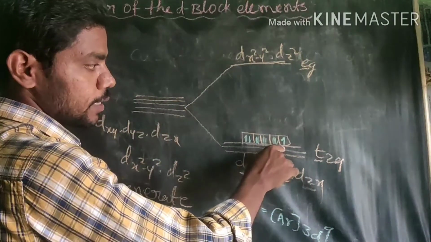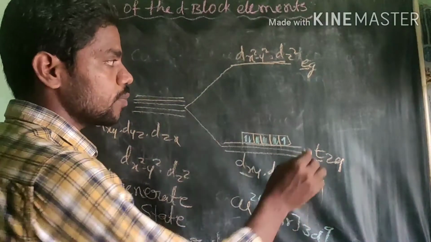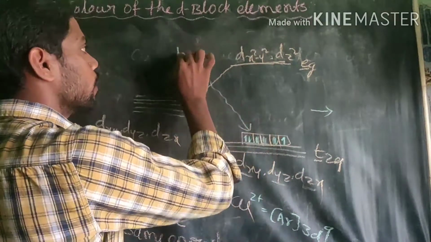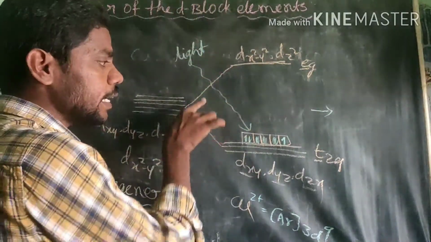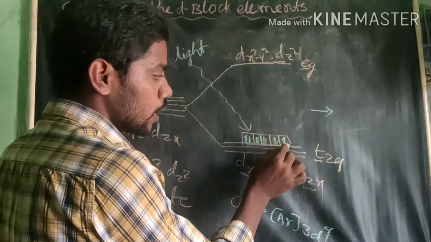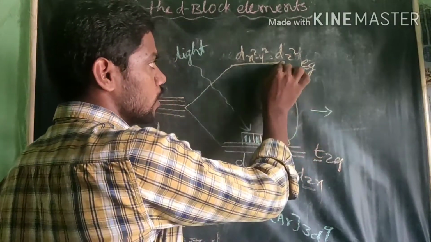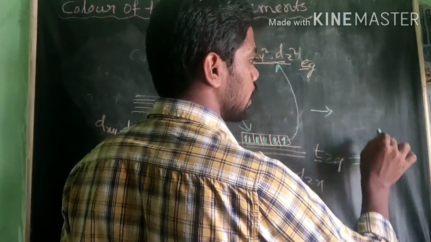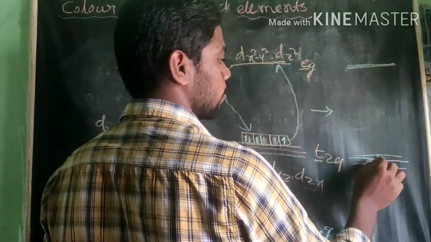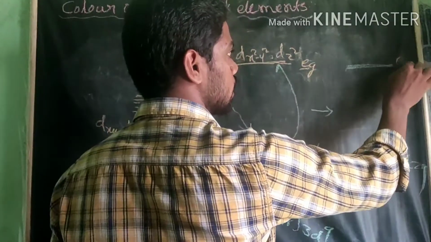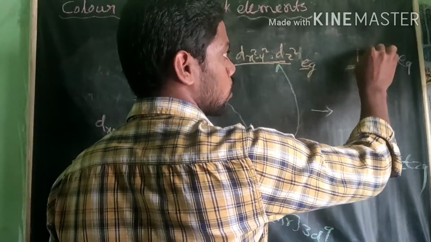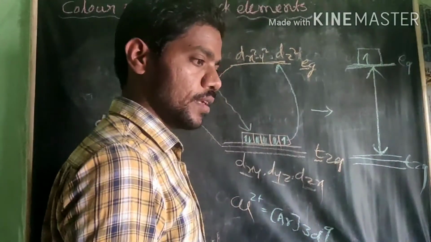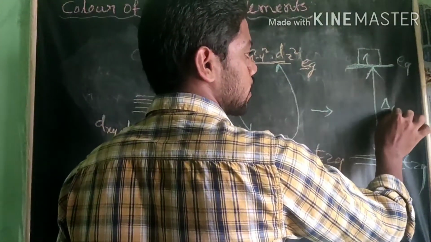If this electron is in the lower T2g side, and you give some energy to this compound, the light is absorbed as some radiation. What happens? One of the electrons in T2g jumps to the Eg level. That electron jumps to the Eg level. Therefore, electrons go from T2g to Eg, the higher energy state. This energy we call delta naught.